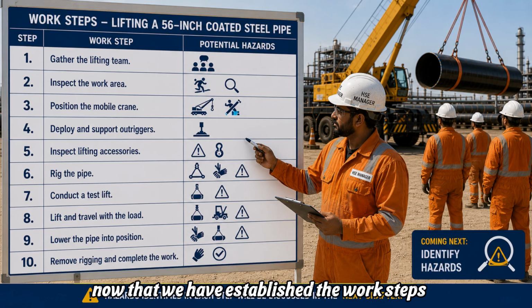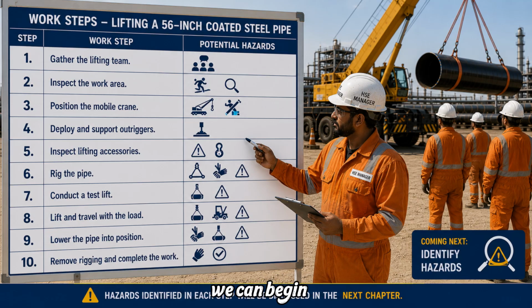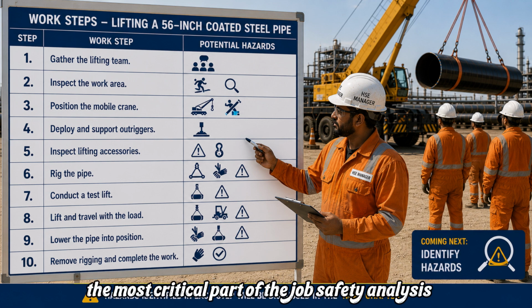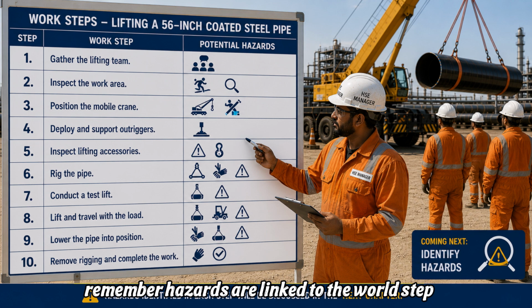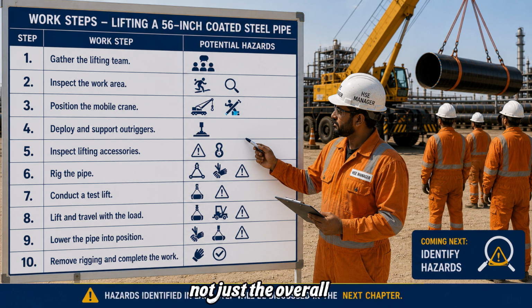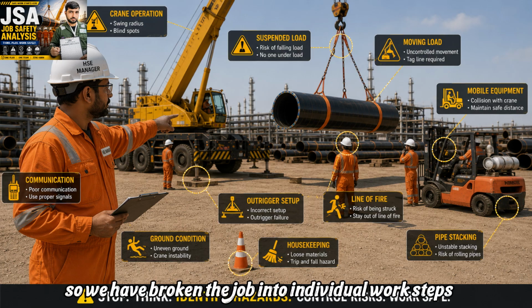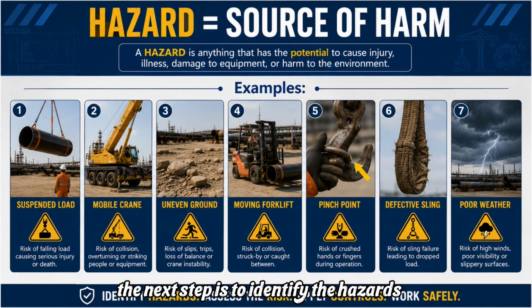Now that we have established the work steps, we can begin the most critical part of the job safety analysis, which is identifying the hazards associated with each individual step. Remember, hazards are linked to the work step, not just the overall job. So, we have broken the job into individual work steps. The next step is to identify the hazards associated with each step.